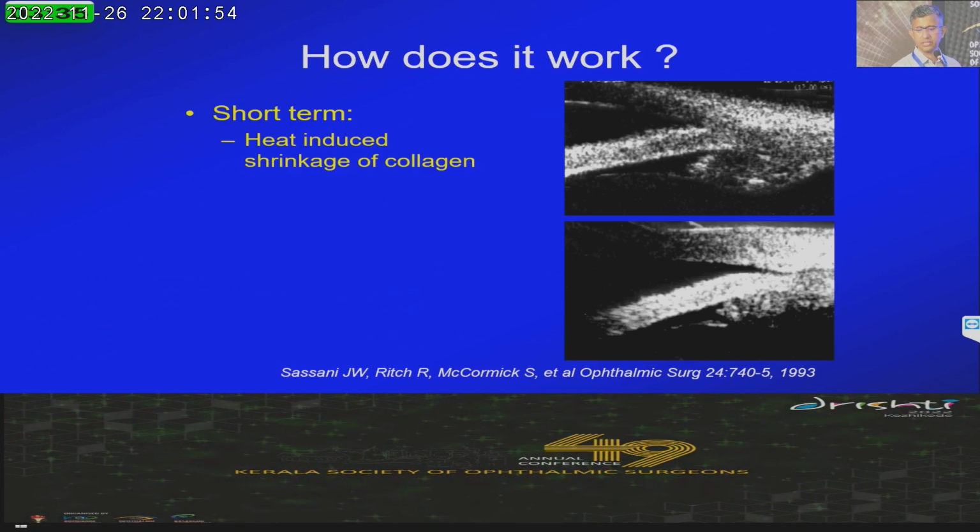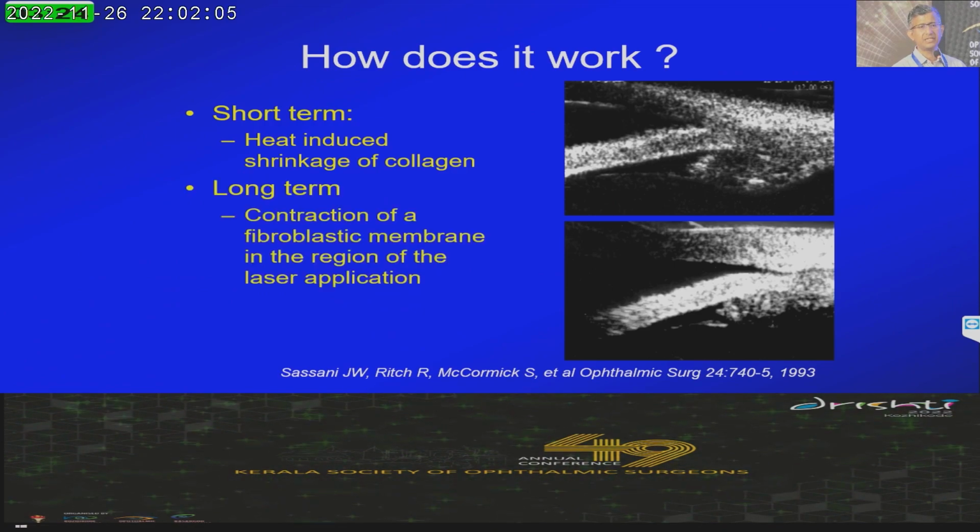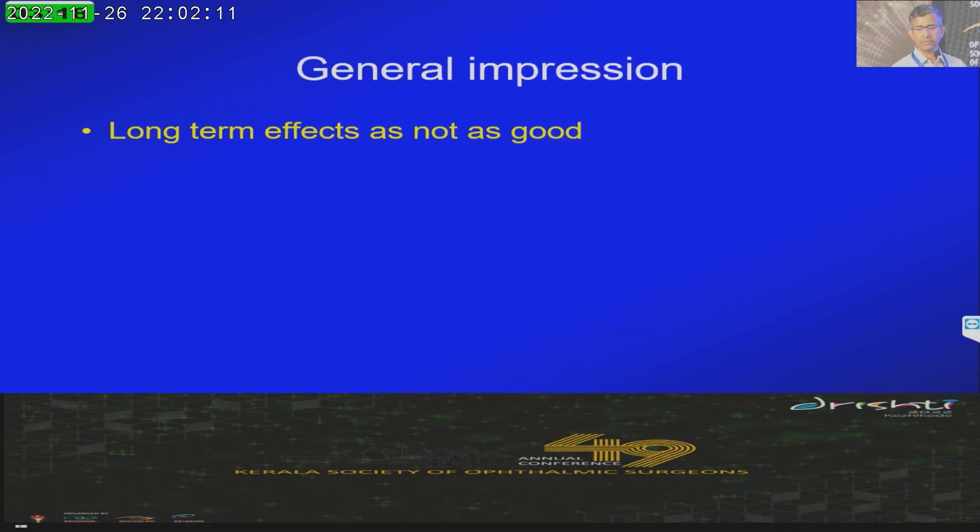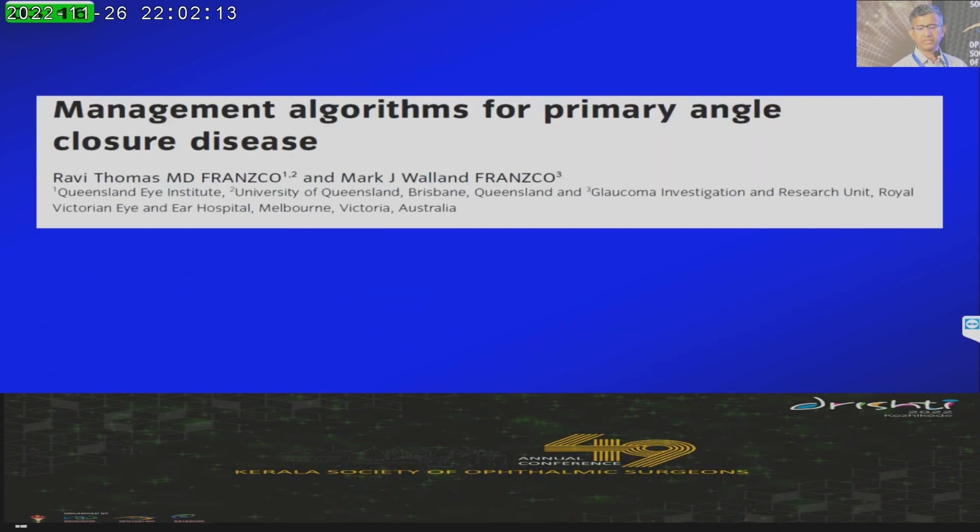And this is what it looks like on UBM. So you can see that this angle is fairly narrow there, and here post iridoplasty that peripheral iris has flattened out and the entry to the angle is open. The concern basically has been that in the long term it doesn't seem to really keep the angles that open, which is why we don't do it that often. So the general impression is the long-term effects are not that good.